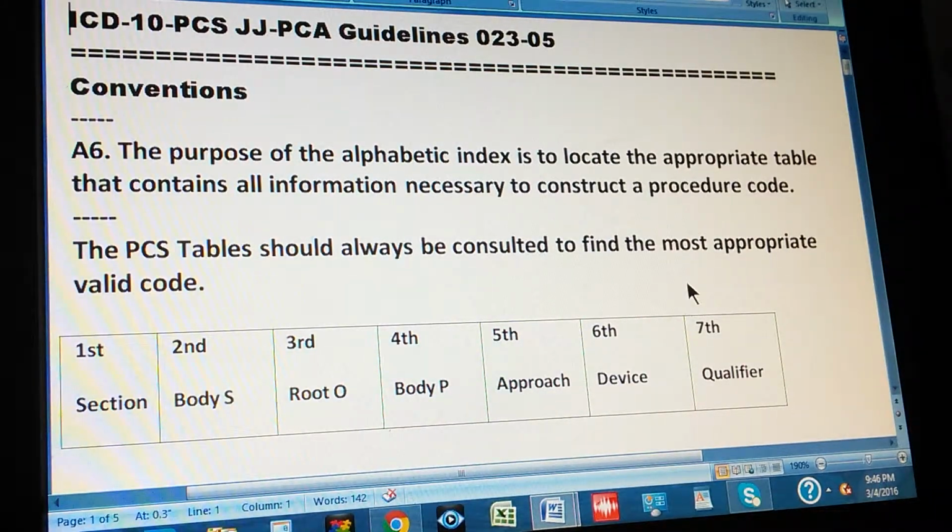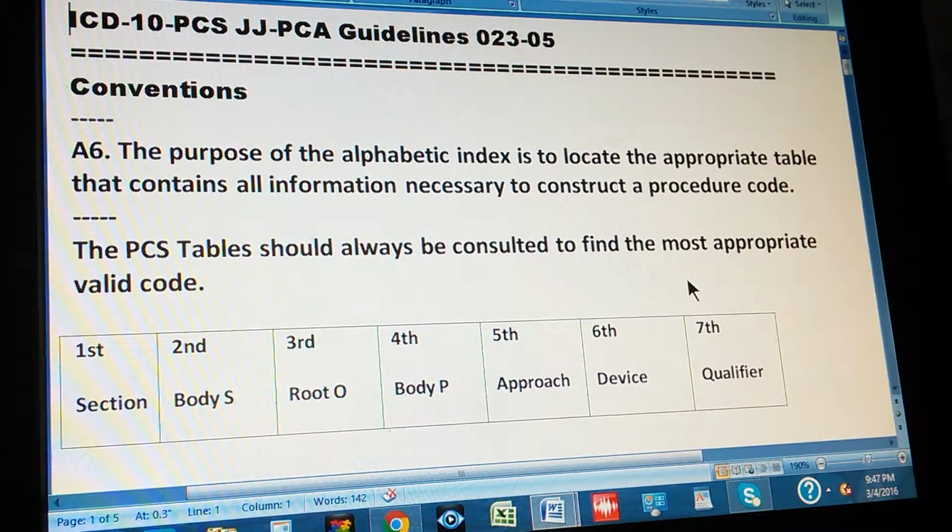ICD-10 PCS JJ-PCA Guidelines, page 023, part 5. These two sentences from the guidelines are what we are doing all the time. First, check the index, they tell you, and then go to the tabular to double check. That's what they're telling you. So we're going to read exactly what the text says.